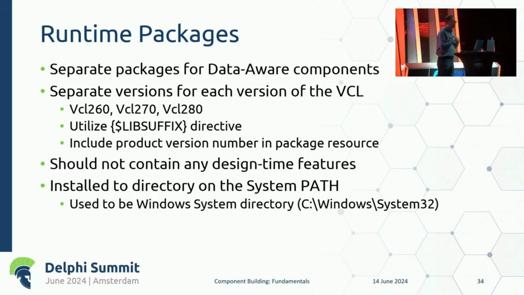I like to include the version number into the package resource. So it's just a version info, like a regular Windows resource. So have the version of your application or your package included in there, but not necessarily in the name of the file. Because then that gets overwhelming when you try to do updates, because then the old package is still there. You just want to replace it. No design time features or registration should be in your runtime package.